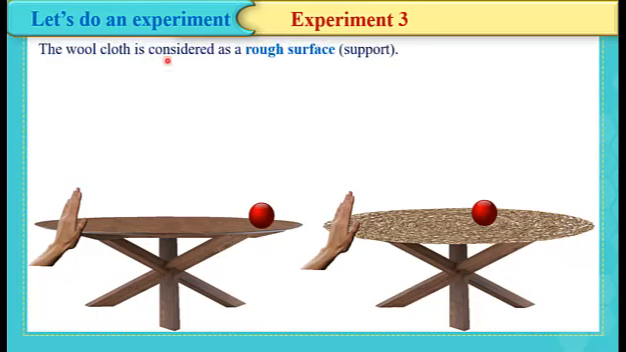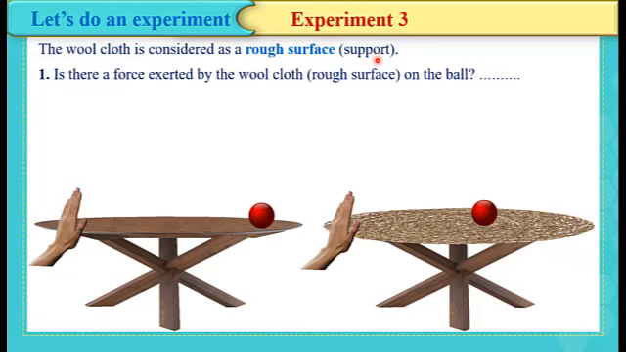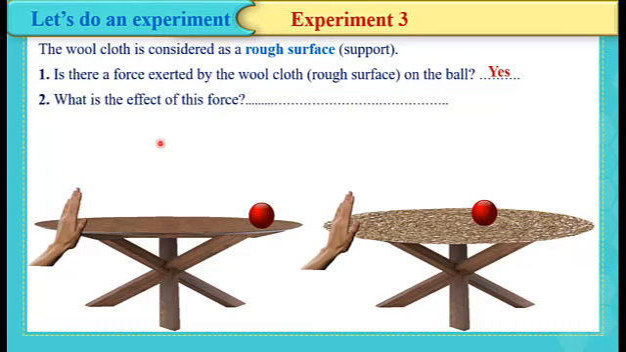The wool cloth is considered as a rough surface, a support. Is there a force exerted by the wool cloth, the rough surface, on the ball? What do you think? Of course, yes. There was a force. What is the effect of this force? What did you notice between the motion of the first ball and the motion of the second one? The wool cloth slows down the ball's speed. The first one was fast, while the second was slow.